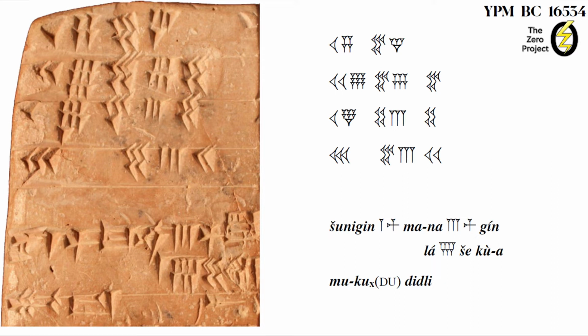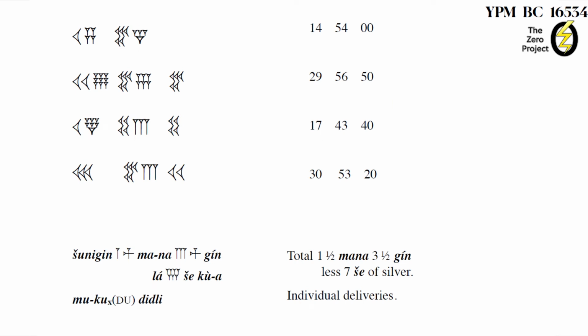Here on the left are the actual columns of the original of the text, and here is finally the translation into modern transcription. In particular, the 2 lines here simply give, in the ordinary weight system, the total of the entries for individual deliveries, which is 1.5 mana, 3.5 gin, minus 7 shea of silver, and marked as individual deliveries. What are these sexagesimal numbers doing on an economics tablet, on an administrative tablet? They don't belong on administrative tablets.